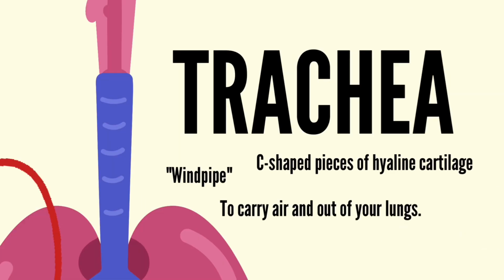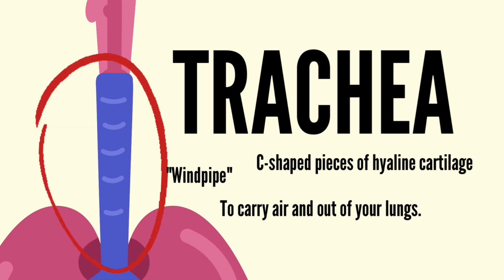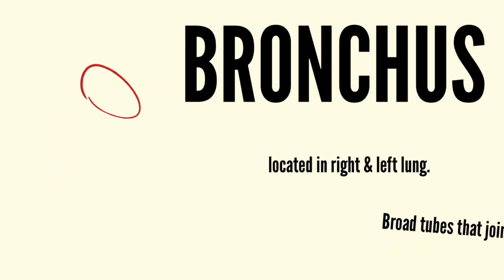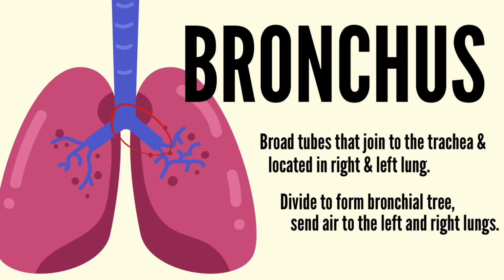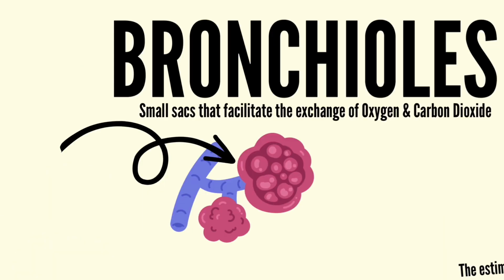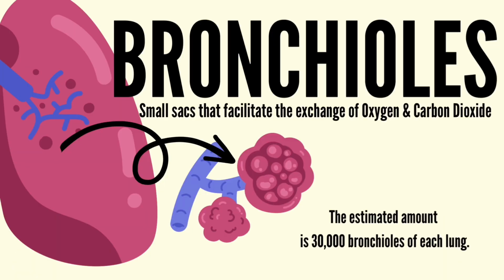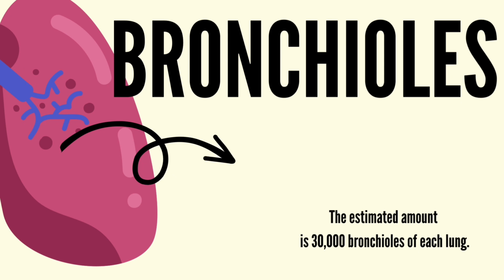The trachea is called the windpipe and has C-shaped pieces of hyaline cartilage. The function of the trachea is to carry air in and out of your lungs. Next one is the bronchus. The bronchus is a broad tube that joins to the trachea. Its function is to send air to the left and right lungs. After that, we go down to the bronchioles. The bronchiole is a small sac that facilitates the exchange of oxygen and carbon dioxide. The bronchioles are located at the end of the bronchus and are estimated to be 30,000 in each lung.